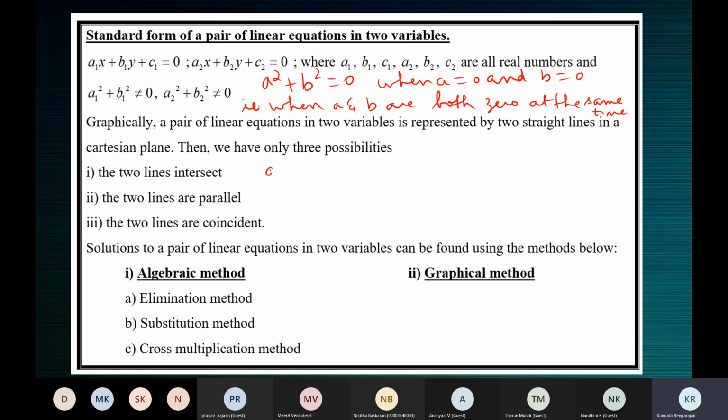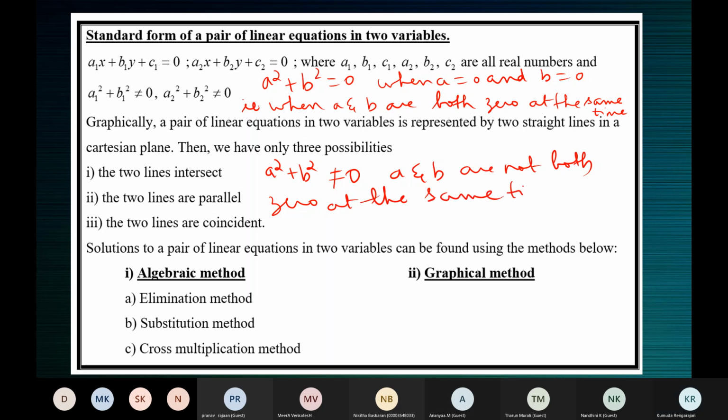So the opposite is the meaning. When we say a square plus b square is not equal to 0, it means a and b are not both 0 at the same time. Just the opposite of the earlier one. Please make a note of this, children.